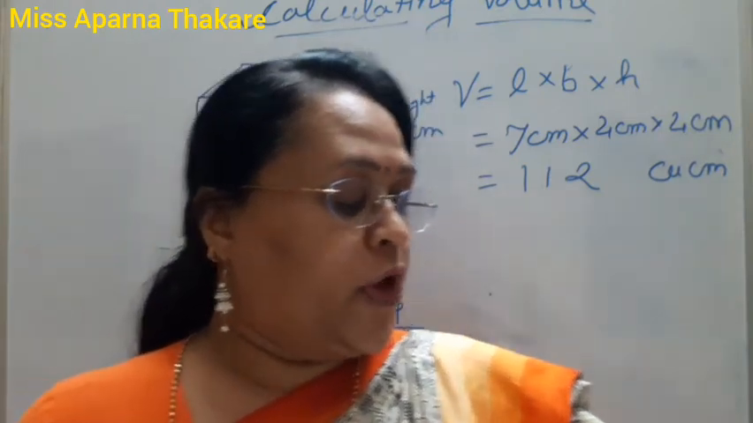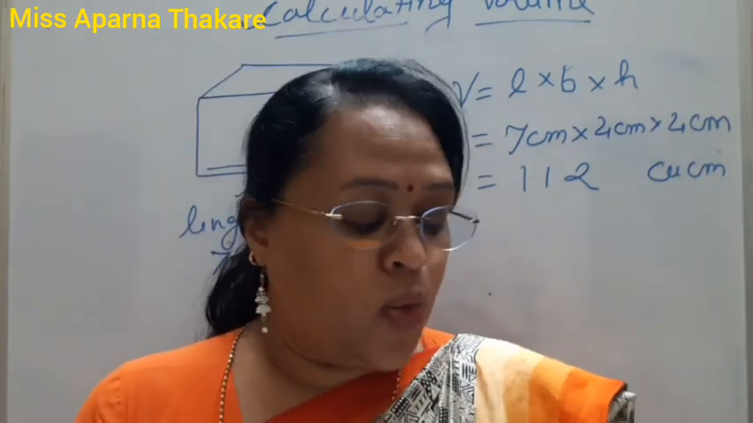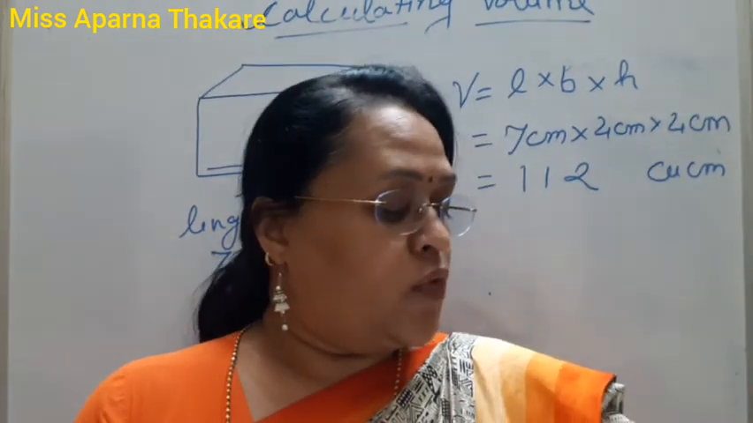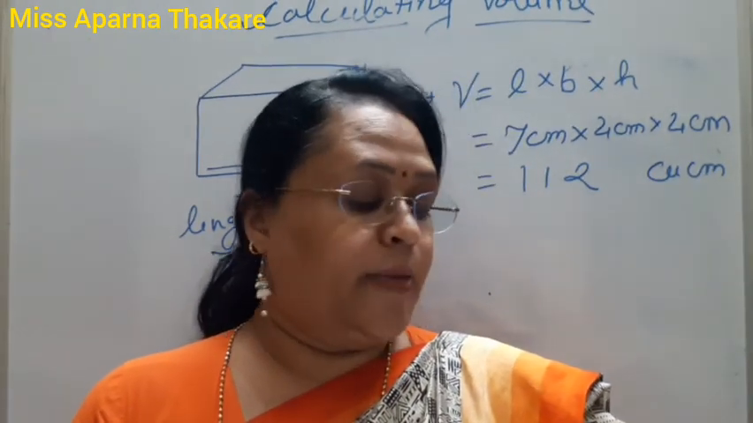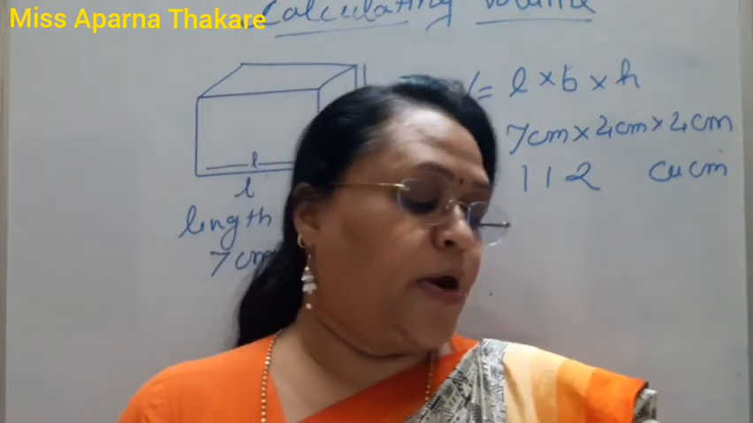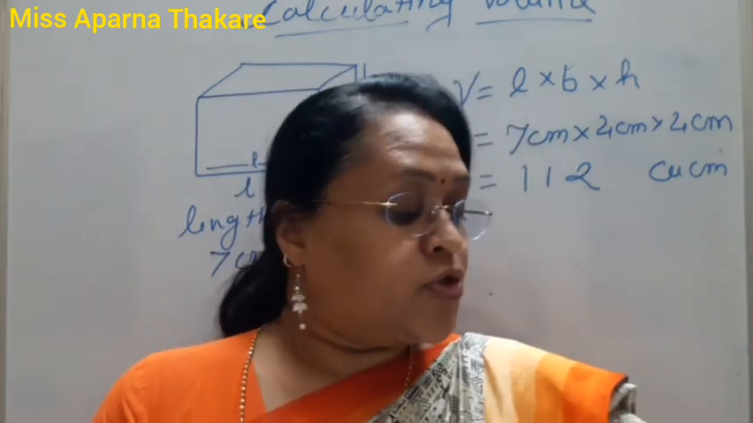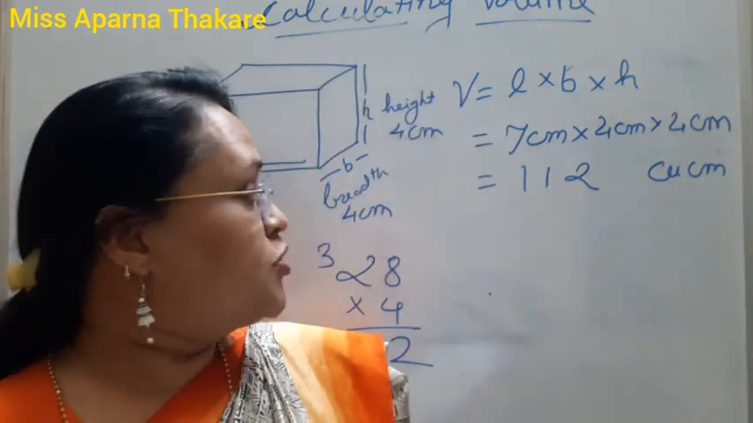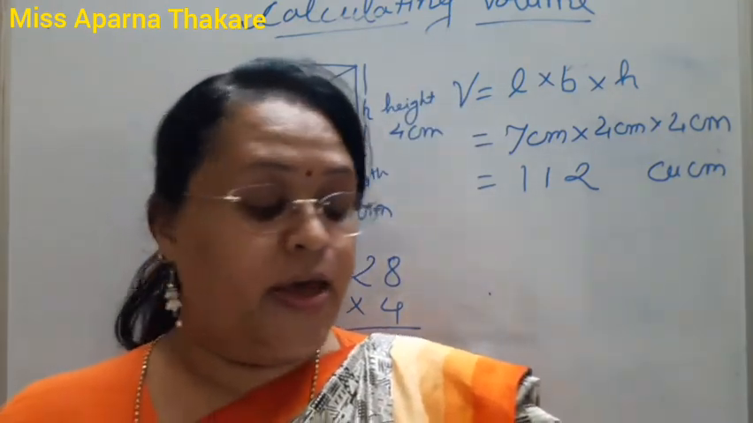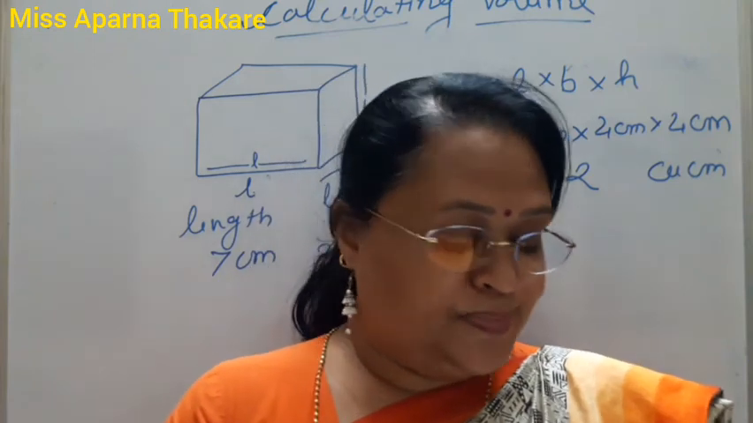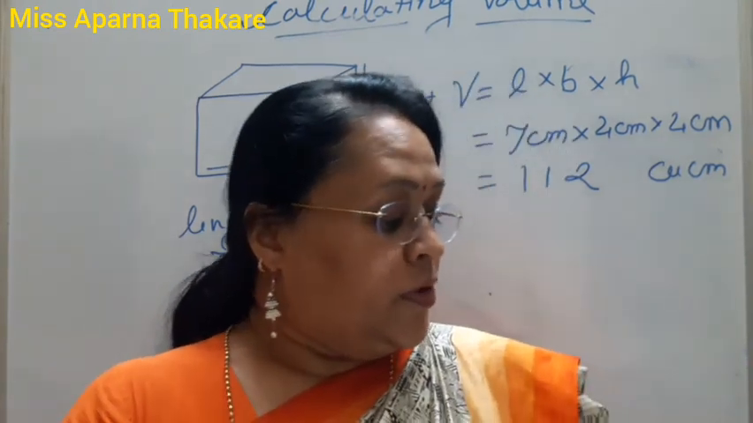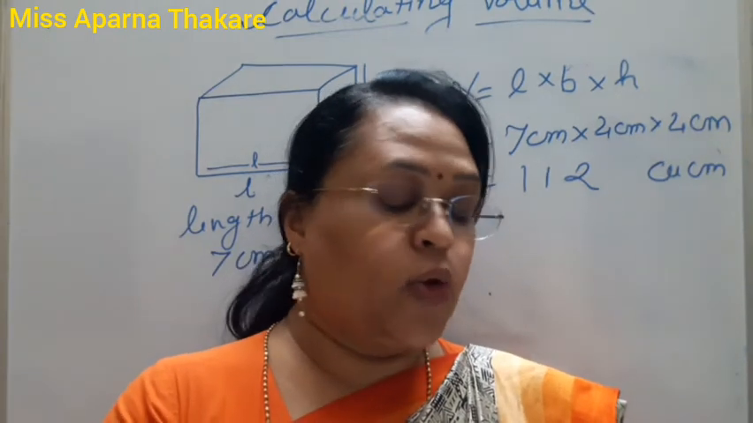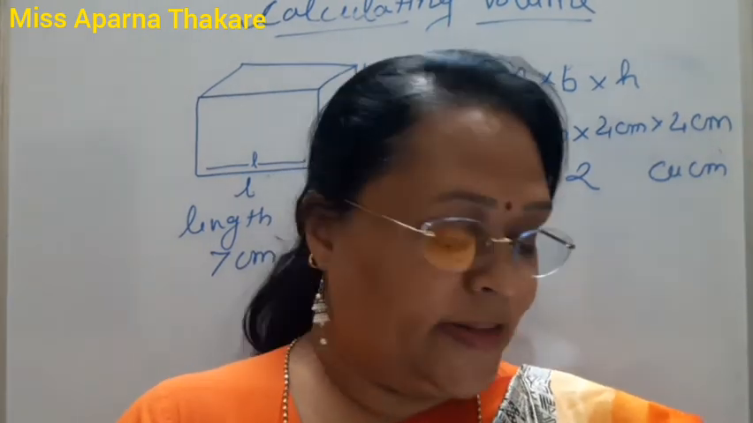So the volume of cube equals length into breadth into height. Everything is given as 10 centimeter. So the volume equals 10 centimeter multiplied by 10 centimeter multiplied by 10 centimeter. So 10 into 10 into 10 is cubic centimeter and volume equals 1000 cubic centimeter. Okay. So you can try this at home. Nothing else is there. Everything is given. Only you have to multiply.